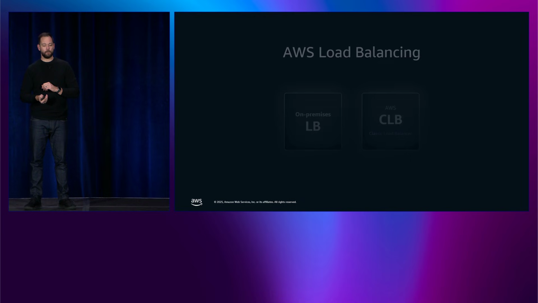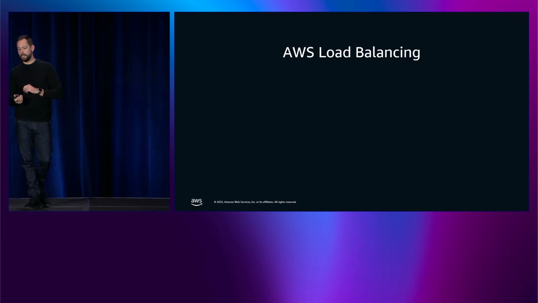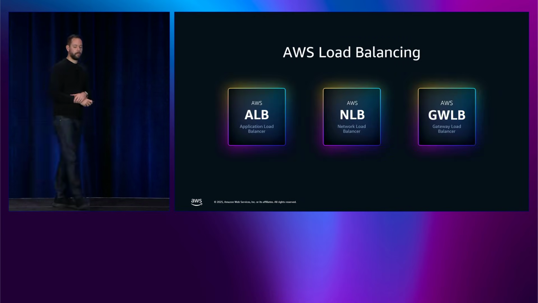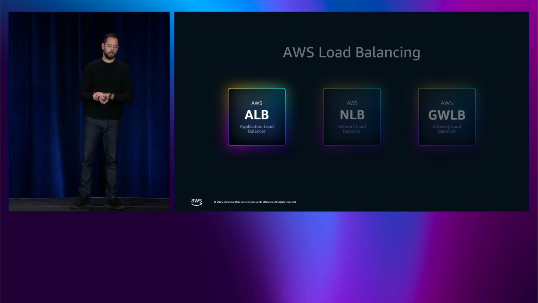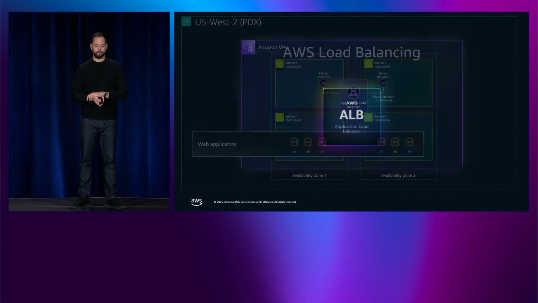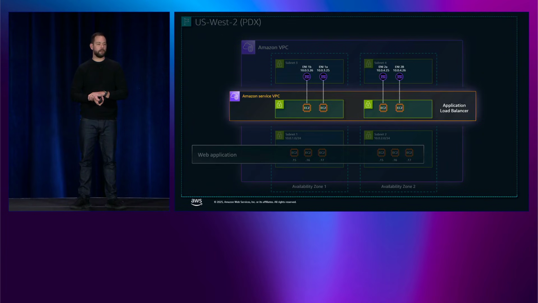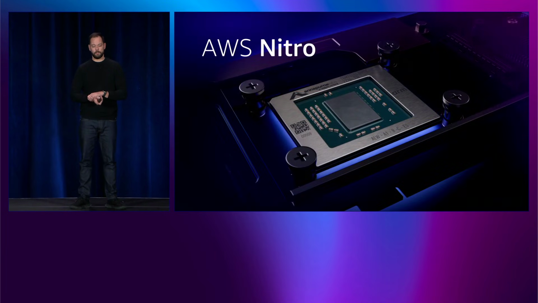Okay, let's move on to modern day load balancing in AWS now. So ALB, NLB, and Gateway Load Balancer, and we'll start with ALB. ALB is actually a very similar architecture to CLB, but there are a couple of key differences, and the main one being AWS Nitro.